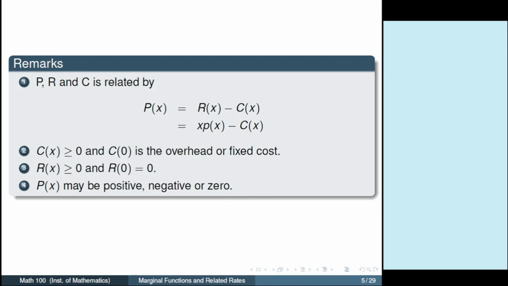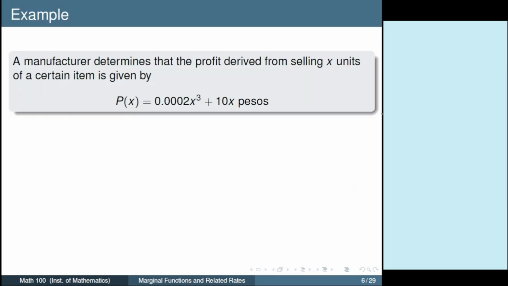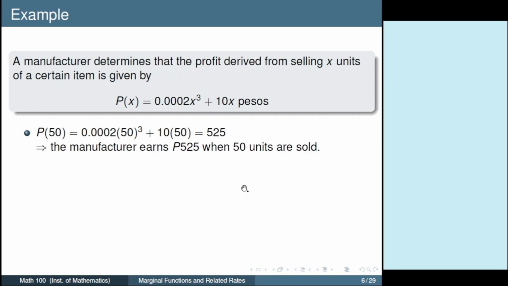So let's look at this example. We have a manufacturer who determines the profit derived from selling x units of a certain item. Ang profit natin ay given by P of x to be equal to this expression, 0.0002 x cubed plus 10x pesos. Yung first one, we want to get the profit from selling 50 units. So that's just P of 50. Substitute lang natin doon sa equation natin. Tapos makukuha nyo na dapat this equals 525. Hence, the manufacturer earns 525 pesos when 50 units are sold.